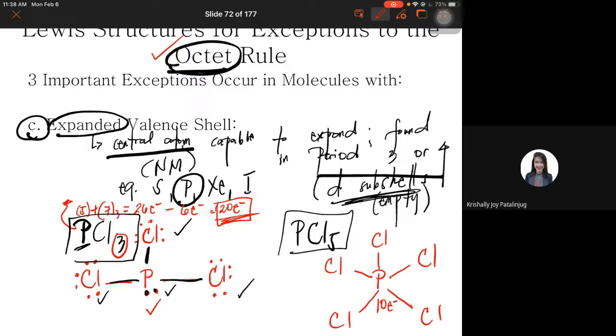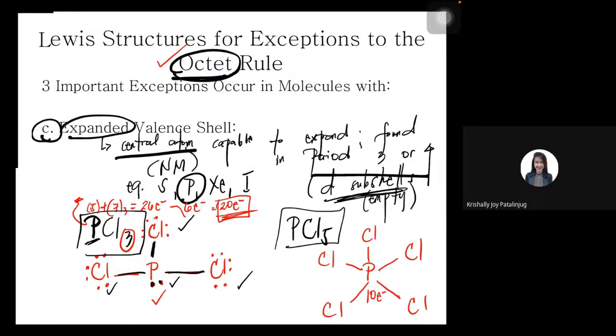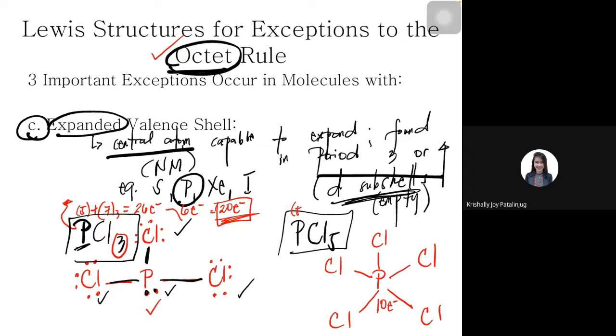Di ba? So, i-check natin yung valence. Ikumpletuhin natin yung Lewis structure niya. So, again, the valence of phosphorus is 5 plus chlorine has 7 times 5. That is, you tell me, 40. Minus 10, 30. So, yung 30 electrons will be distributed by 6 to each chlorine. So, ubos yung 30: 6, 12, 18, 24, 30.